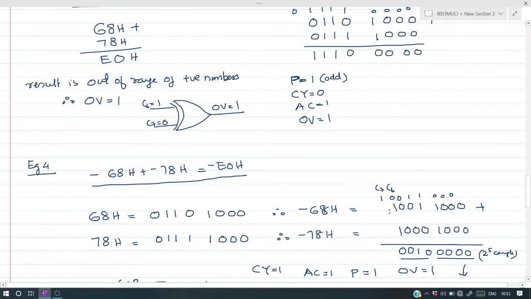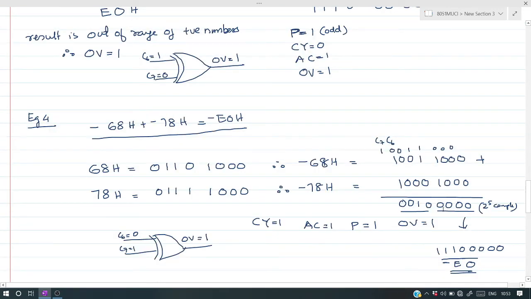That is negative numbers, and we can obtain this result. That is, the 2's complement result is this one. In order to obtain the actual number, we need to take the 2's complement of this number again. After taking the 2's complement, we obtain the result as minus E0h. As minus E0 is out of range of negative signed numbers, that is minus 01 to minus 80, the overflow flag will be set under this condition also.